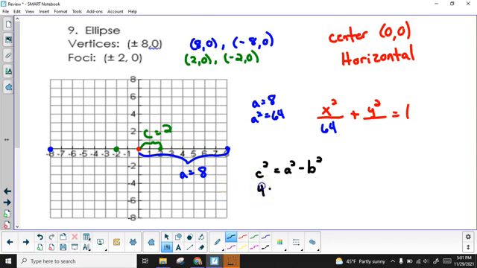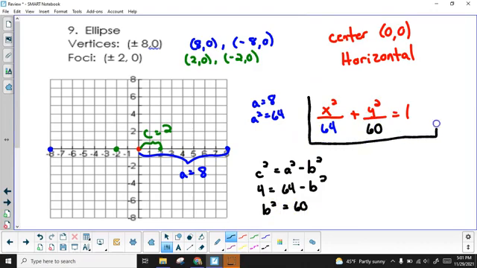C squared is 4, a squared is 64, minus b squared. So when we calculate here, we get, of course, that our b squared equals 60. So b would be the square root of 60. We don't actually need that, though, because the number that goes underneath our y squared is b squared, which is 60. And so our equation would be x squared over 64 plus y squared over 60 equals 1.